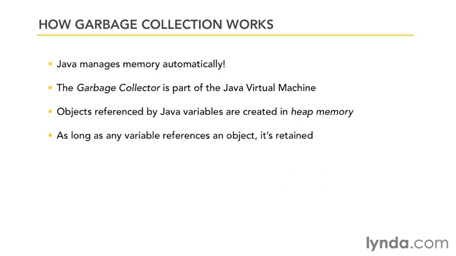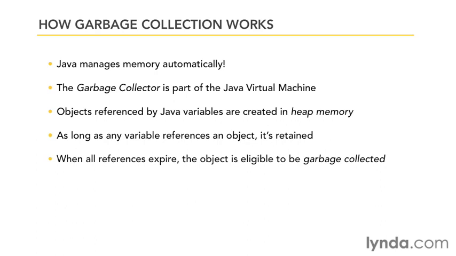As long as any variable references an object in memory, that object will be retained. It won't be eligible for garbage collection. So if you create a variable and it points to a string, a date, an array, a collection, or any other complex object, as long as that variable can be addressed in your code, the object will be available. When all references to the object expire, that is, when you can't get to the object through your code anymore, then that object is eligible for garbage collection.